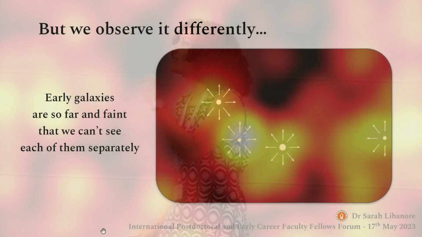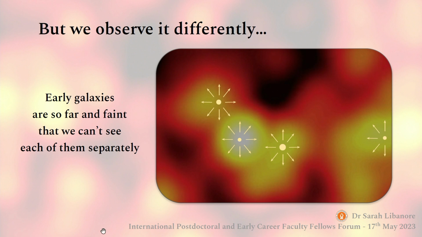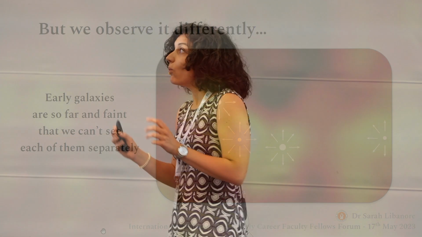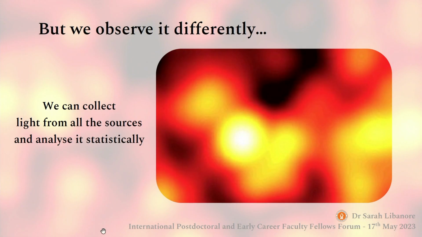But all these stars and galaxies are so far from us, they are so faint that we are not able to see each one of them separately. What can we do then? We can collect the full light. We can measure their integrated emission, so the light coming from all the stars and galaxies in one patch. And from that, we can analyze our image in a statistical way to understand what we are looking at. This technique that collects all the light from all the sources in the field of view that we're looking at is called line intensity mapping.